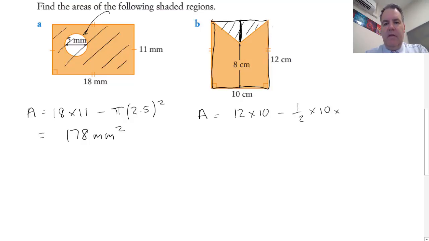Now the height of this triangle is this length right here. And hopefully you can see that if this length is 12 and this length is 8, that length there must be 4 centimeters. So there we go there. 120. You could almost do this in your head. This is 40 divided by 2, so 20. So this is 100 centimeters squared. And don't forget the units on the end there.